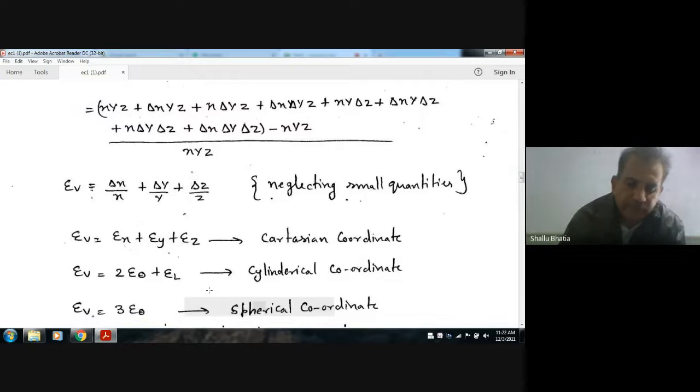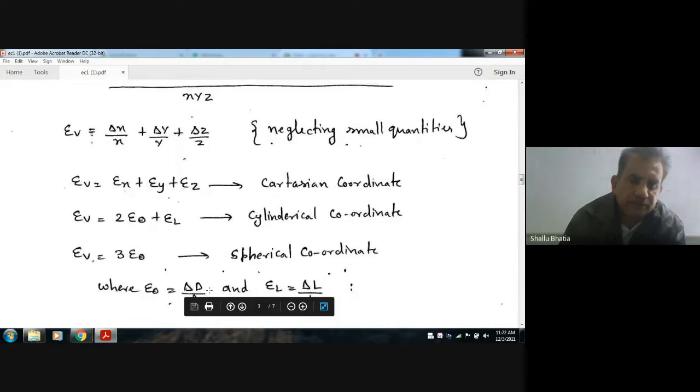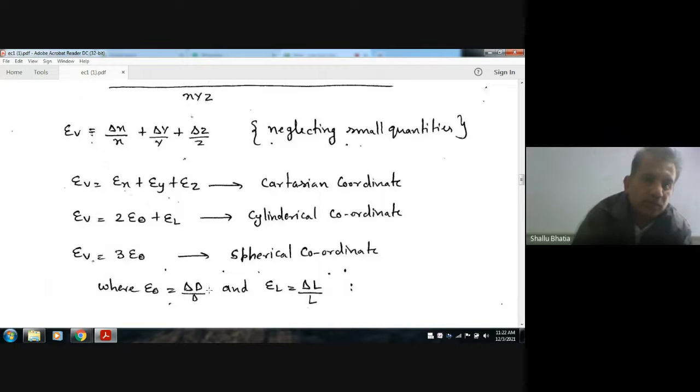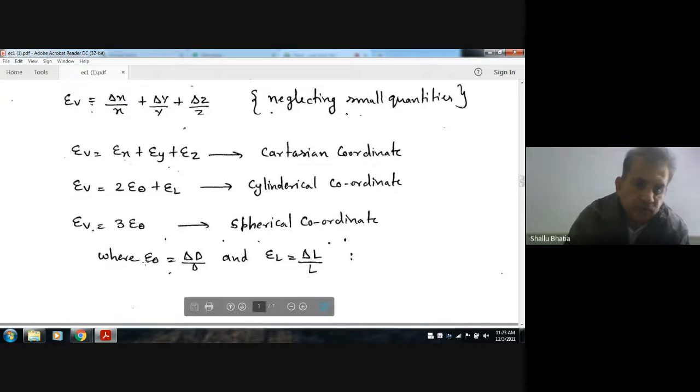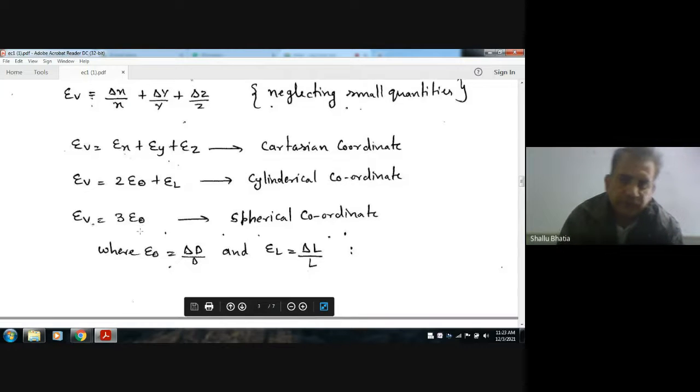Okay, when we take cylindrical coordinates, there are two dimensions, one is the diameter and another is the length. So the volume of a cylinder is pi by 4 d squared L. Okay, d is squared, so we'll take 2 epsilon theta, where epsilon theta is delta d by d, plus the epsilon in the length direction. When we take spherical coordinates, the volume is proportional to d cube, so it is 3 epsilon theta, where epsilon theta is delta d by d, in case of spherical coordinates.